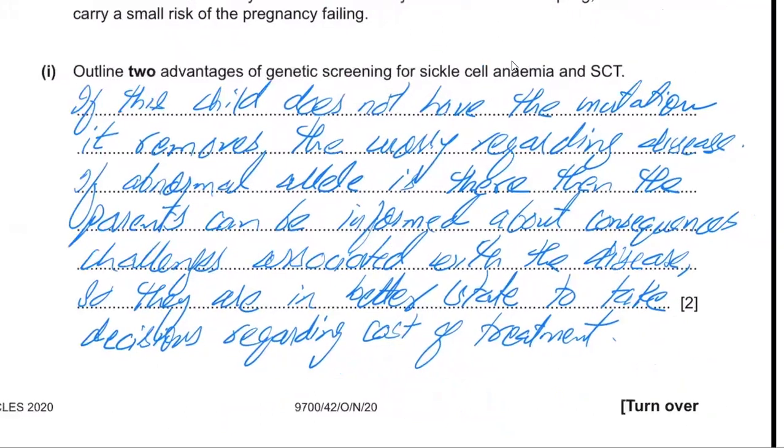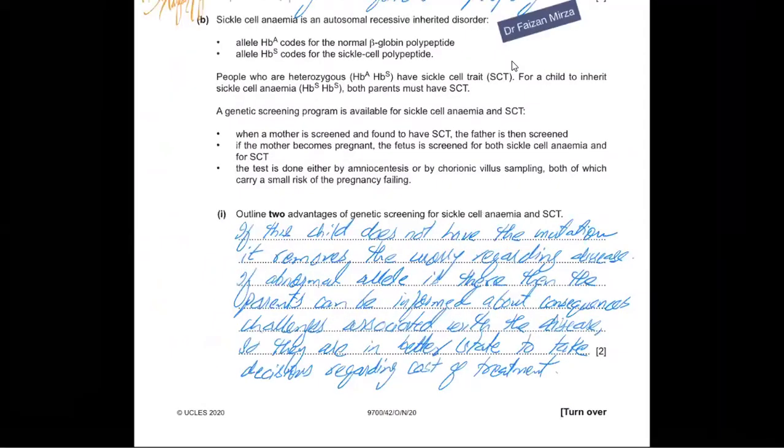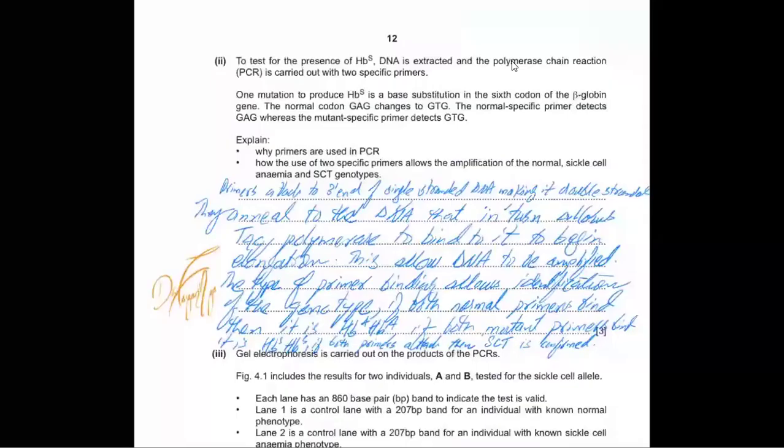So if the child does not have the mutation, it removes the worry regarding the disease. If the abnormal allele is there, then the parents can be informed about the consequences and the challenges associated with the disease so that they are in a better state to take decision regarding the cost of treatment. So you basically need to just outline two advantages here.